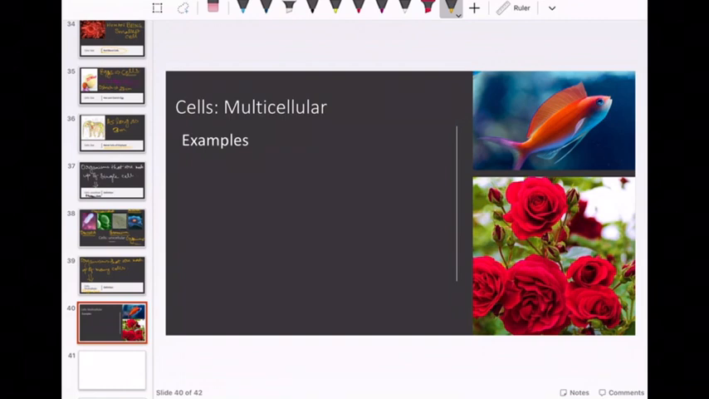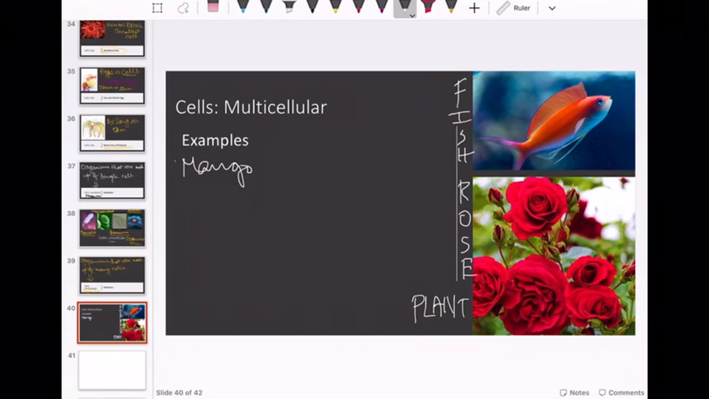There are many multicellular organisms we can see around. I've given just two pictures, one of a rose plant, another of a fish. Apart from this, you have various multicellular organisms, like in plants. Among plants you have mango, you have wheat, you have rice, you have other crops, everything.